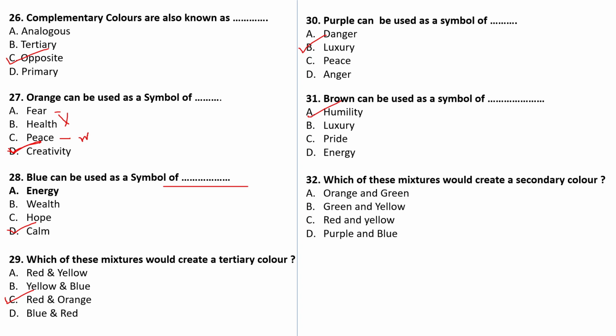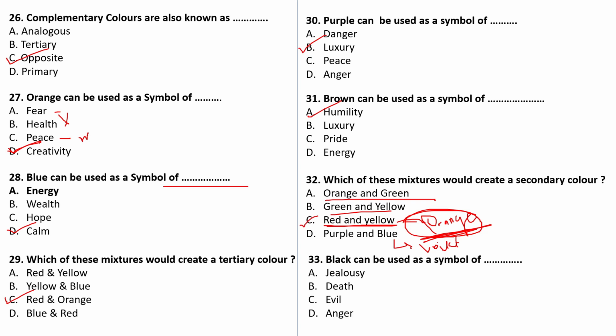Which of these mixtures would create a secondary color? Orange and green? No. Green and yellow? Also no. Red and yellow can make orange, right? Purple and blue will make violet, and we want only secondary color. Then these are primary colors which are making secondary. C is the answer. Black can be used as a symbol of evil.